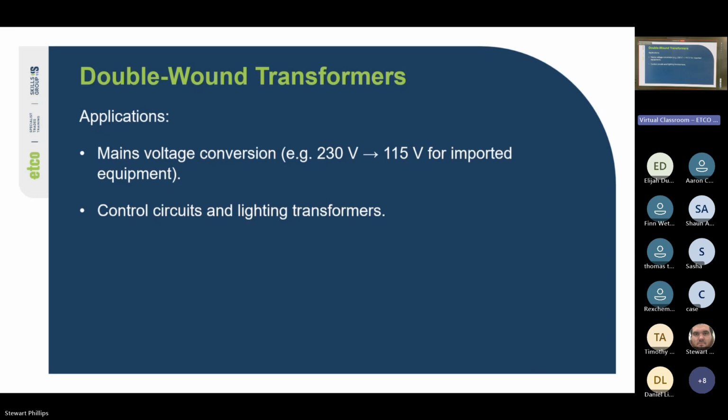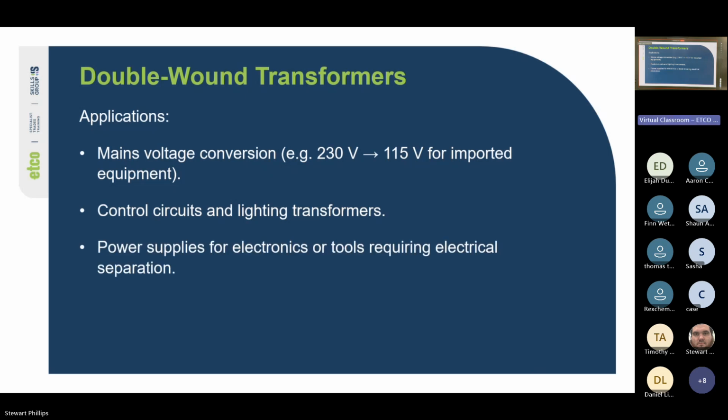Yeah, so halogen style light. And we also use them for control circuits. A lot of control circuitry runs on 24 volt DC, so we need the transformers to step down the voltage to our 24 volt, sorry, AC. Cool. We use them for power supplies for our electronics or tools requiring electrical separation. So they can be used as an isolating transformer, but also power supplies for our electronic devices, like our computers with the built-in power supplies.